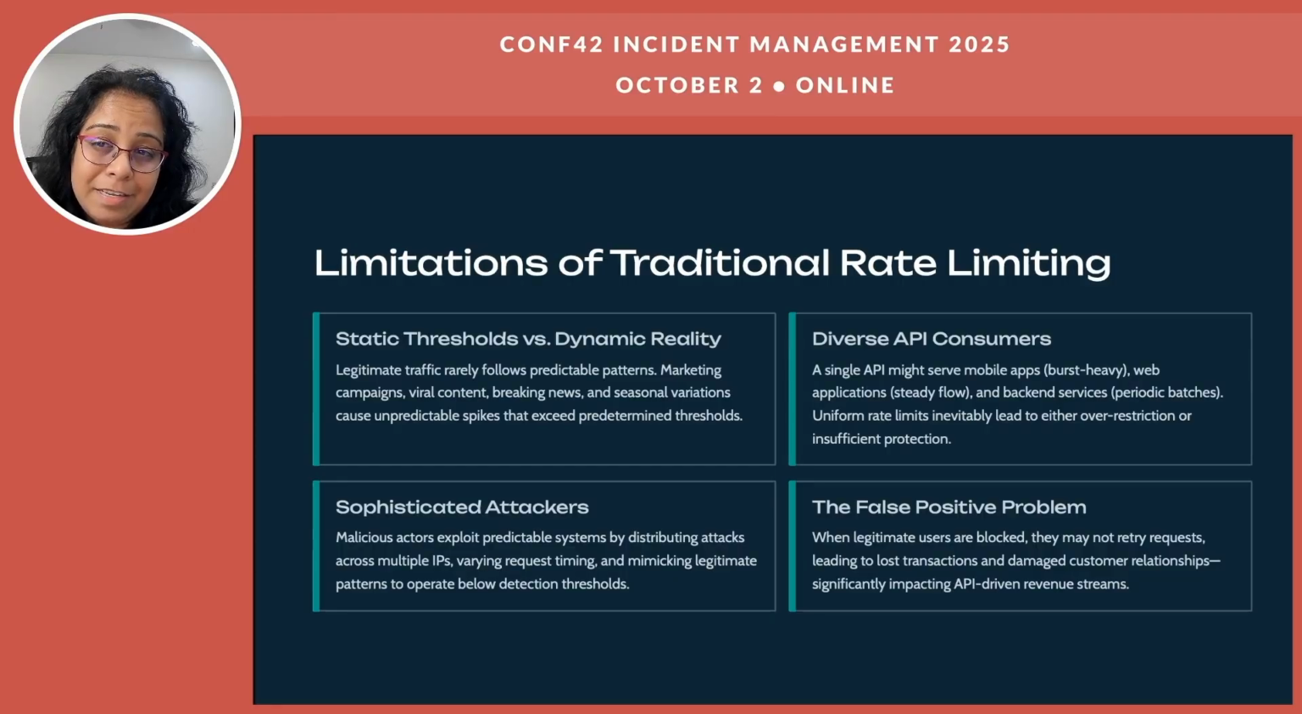The cost is the false positive problem: when legitimate users are blocked, they may not retry requests, leading to lost transactions and damaged customer relationships, significantly impacting API driven revenue streams. And the other problem is when there is a sophisticated attack by the bots, this traditional rate limiting cannot identify that there is an attack happening at all in the first place. Forget about even mitigating it or responding to it.